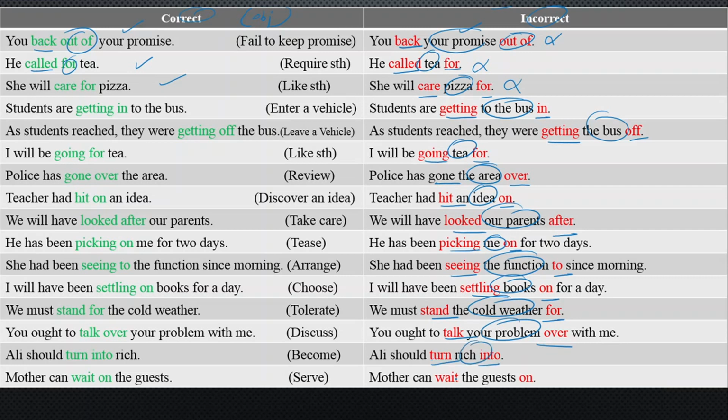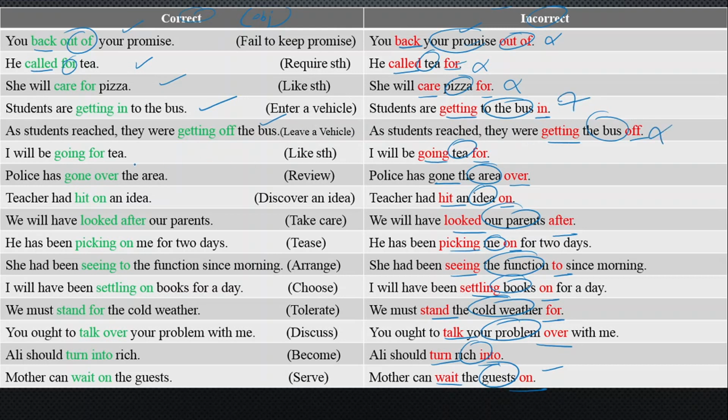Verb, adverb particle, object. So whatever I've circled, these are your objects. They cannot come in between the phrasal verb, between the verb and the adverb particle. That's why we call them non-separable or inseparable. Like we say, students are getting into the bus. "Students are getting the bus in" is wrong. As students reached, they were getting off the bus. "They were getting the bus off" is wrong.